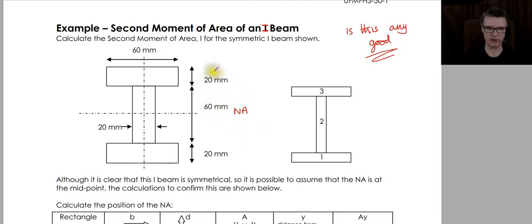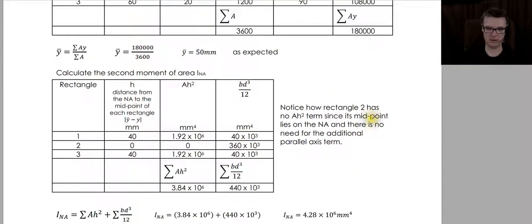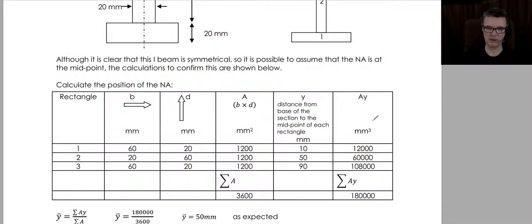So we've got a 60 long section here. Oh, okay, so everything's made out of 60s and 20s. So we've kind of done a Lego construction here. We've got 60 and 20, 60 and 20, and then 60 and 20. Nice and symmetrical. No requirement to do neutral axis calculations, and indeed they've done them for me here.